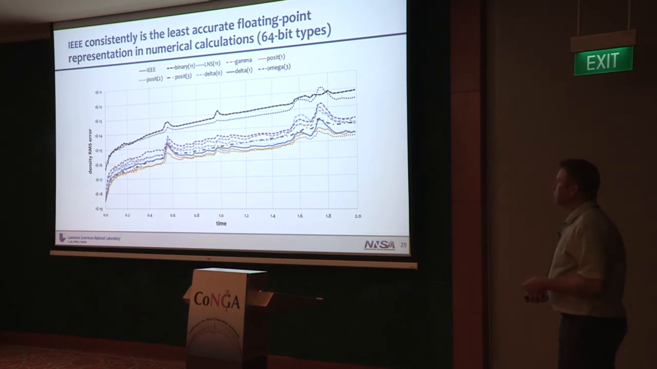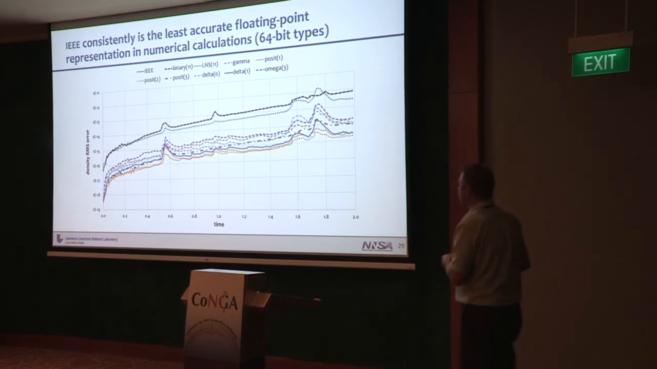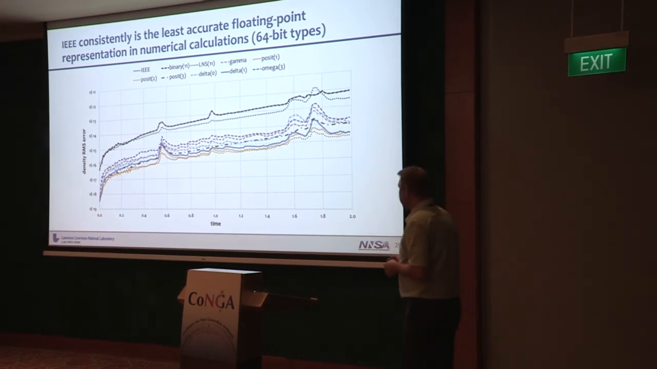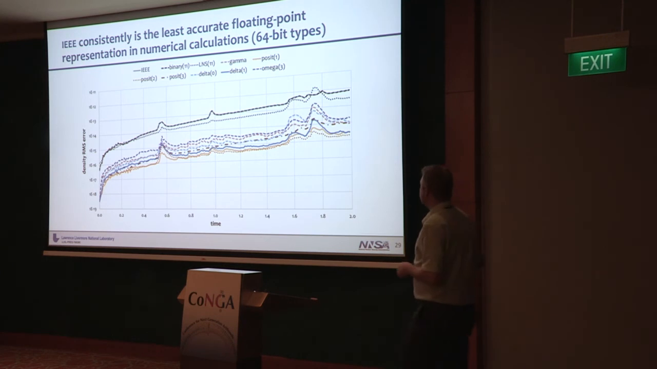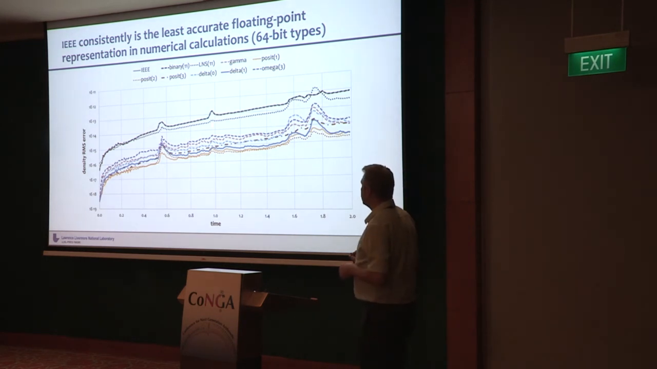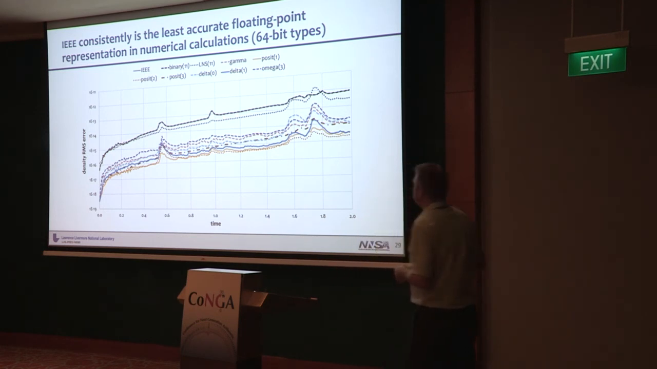What I'm plotting here is the same error in the density field for this simulation that we ran, as a function of time. You're seeing all these different curves, and these interesting bumps. These correspond to when the shock actually reflects off a wall. It happens again later on. And what we're seeing here is that posits, the orange ones here, did best. This is actually for 64-bit types in this case. For the 64-bit types, posits did better than delta and some of the other types. Once again, IEEE and binary, which is for all intents equivalent, did far worse.